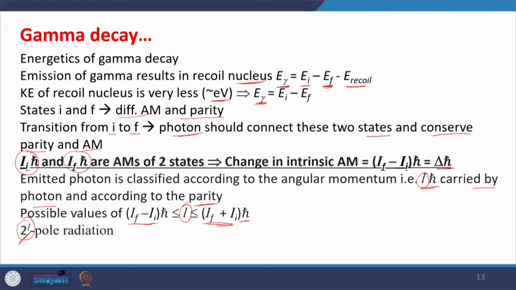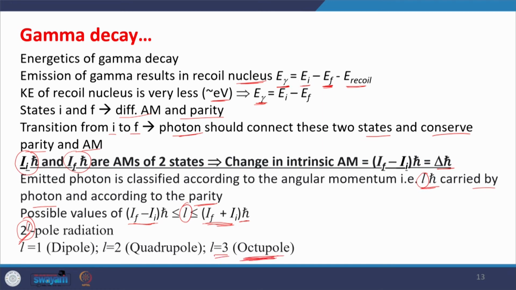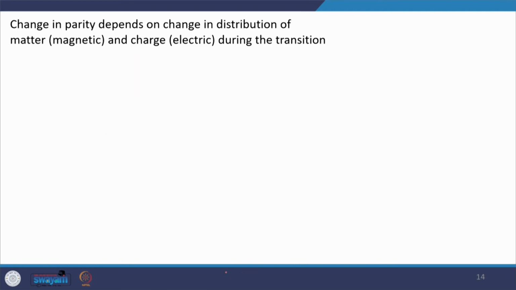It is 2 to the power of L. If L is equal to 1, it is 2, that is dipole; L is equal to 2, that is quadrupole; like that you can continue. And if L is equal to 3, it is 2 to the power of 3, which is 8. So, we can say that it is an octopole in nature, this electromagnetic radiation, alright. And this is regarding angular momentum.